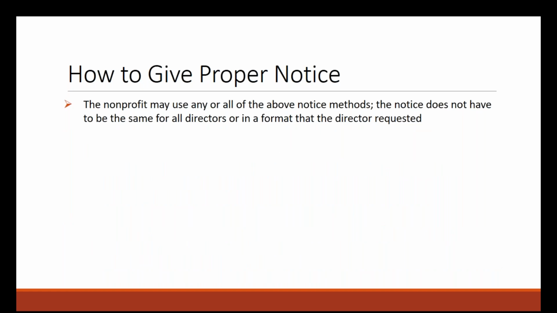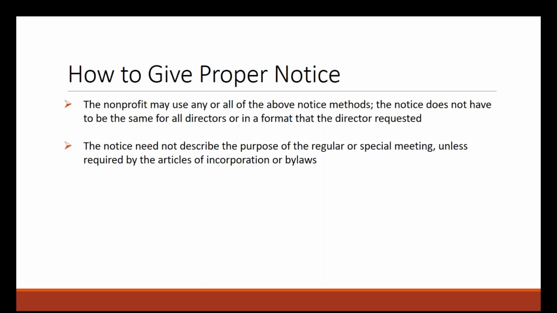Continuing on, the nonprofit may use any or all of the above notice methods. The notice does not have to be the same for all directors or in a format that the director requested. The notice also need not describe the purposes of the regular or special meeting unless required by the articles of incorporation or bylaws. So one example of when this might be required is in our default bylaws, we say that if you're going to amend the bylaws at a meeting, you have to provide notice that that's what you're going to do and have language describing what the amendment is going to be before the meeting.